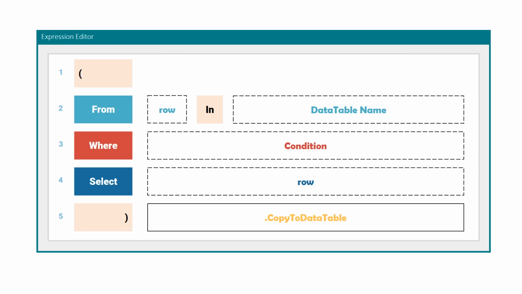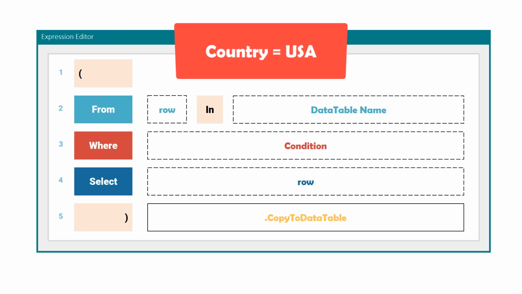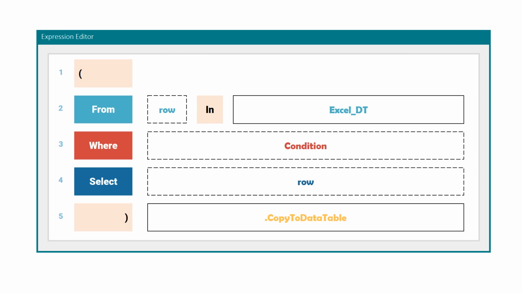Let's try to write the statement here, to select all rows from the data table where the country is USA. Assume the input data table is called Excel_DT. We write here the name. And now the condition. As mentioned, we want to get all rows where the country is equal to USA.